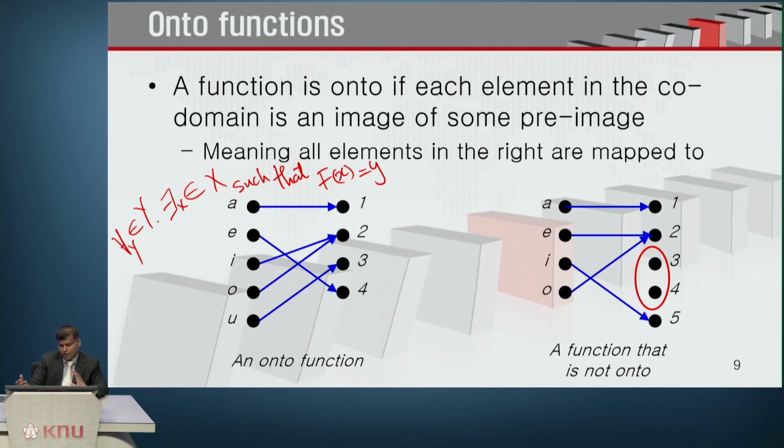Whereas a statement, if you want for a not onto function, let's define it this way: for some element y in Y such that for all elements x in X, f of x is not equal to y, right. So this is how we simply define an onto function.